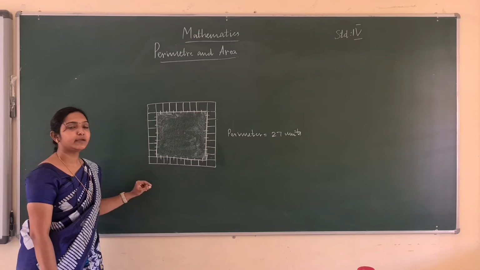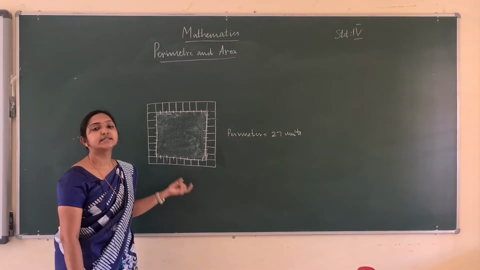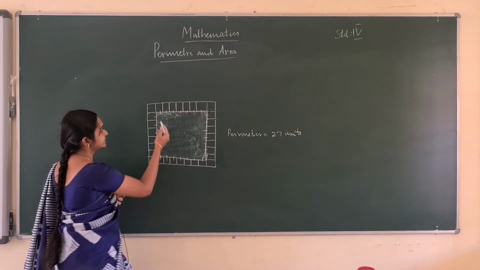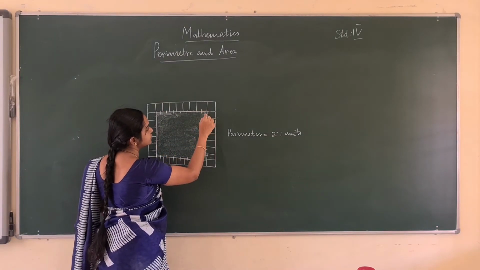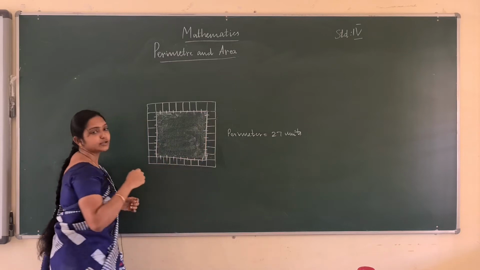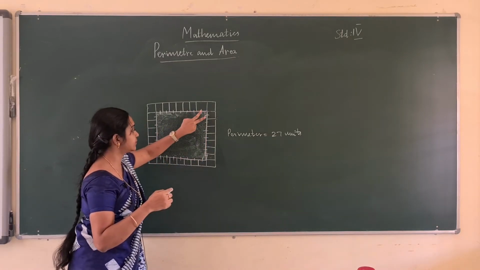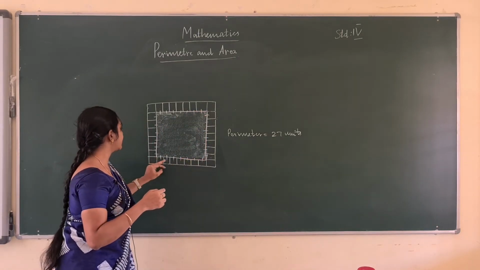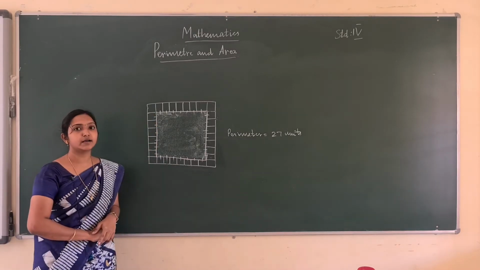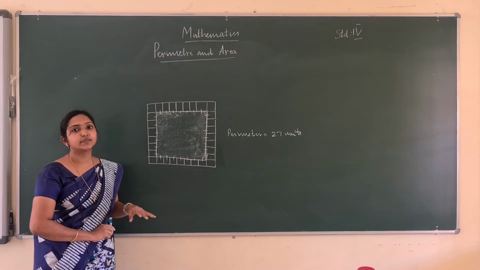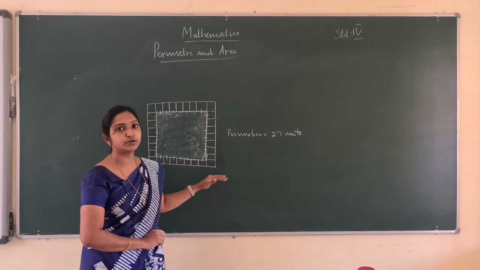To find the perimeter, we have to count the sides of the unit squares. While counting, here in this corner we have 2 squares. Remember that. Sorry, 2 sides. So, we have to count it twice. In the corner, we have to count carefully. We should not leave out any side, otherwise the perimeter will go wrong.